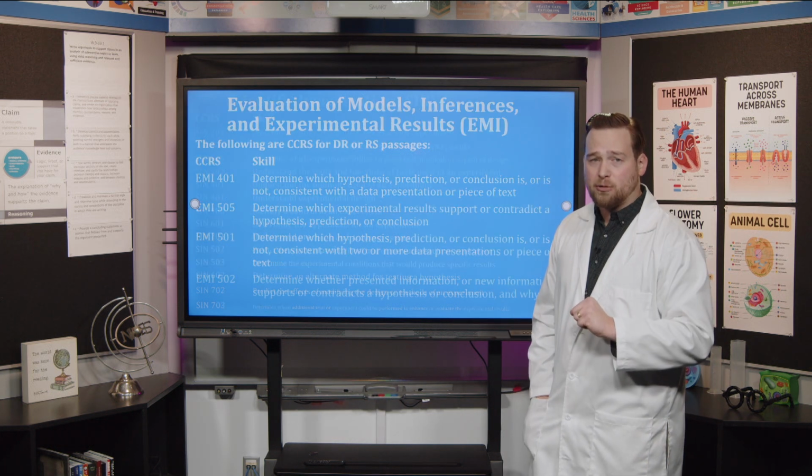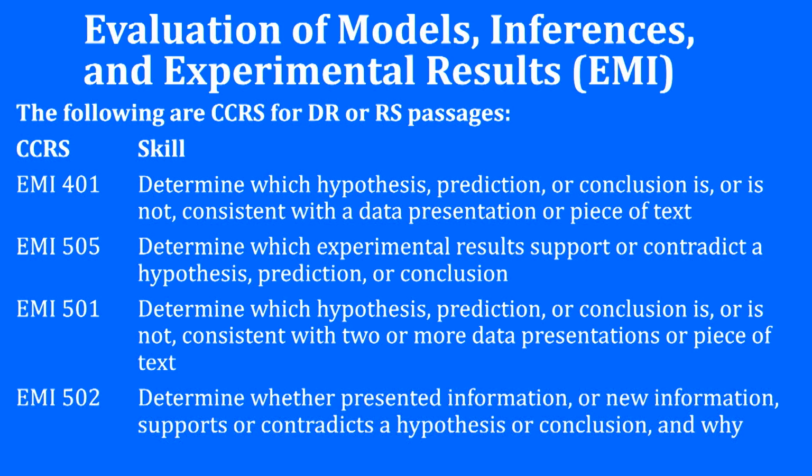All right, let's look at the last reporting category. So this is evaluation of models, inferences, and experimental results. These skills are the ones that are on the data representation and the research summary passages. We use different skills for the conflicting viewpoints. Let's look at some of the easy ones here.